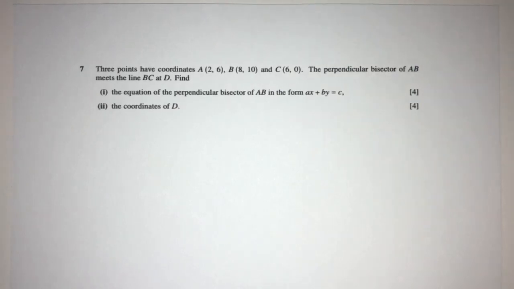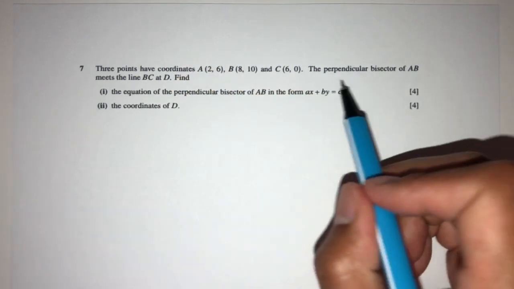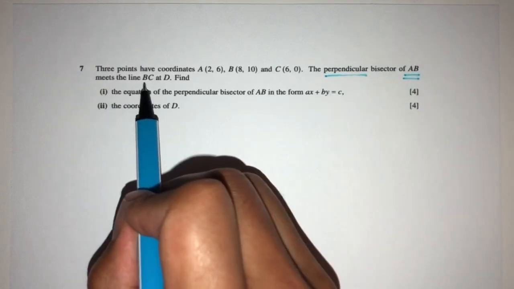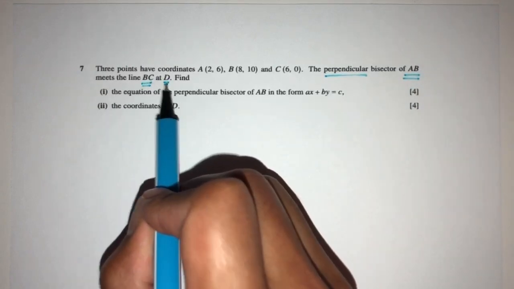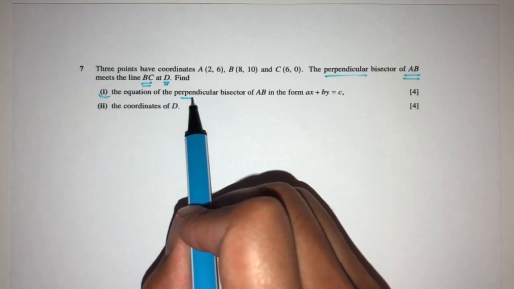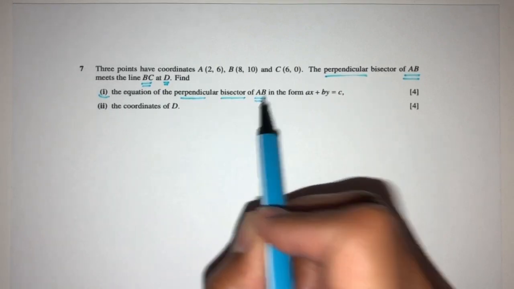Let's move on to the next question. Here we have 3 points with coordinates A, B, and C, as you can see here. The perpendicular bisector of AB meets the line BC at D. First things first, we have to find the equation of the perpendicular bisector of AB in this form.